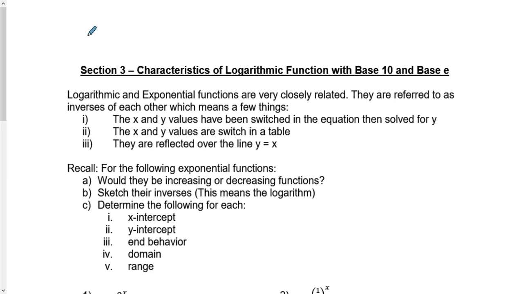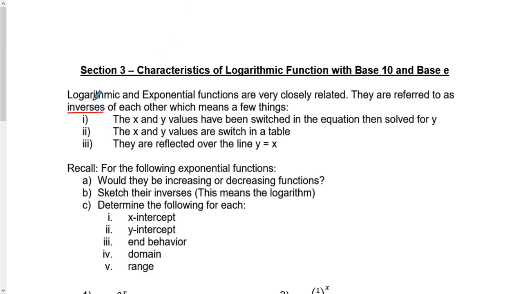In this section, we move beyond exponentials and we talk about logarithms. Now, logarithms traditionally have a base 10, but we'll also be talking about special logarithms which have a base e. So, logarithmic and exponential functions are very closely related. They are related because they're known to each other as being inverses of each other.